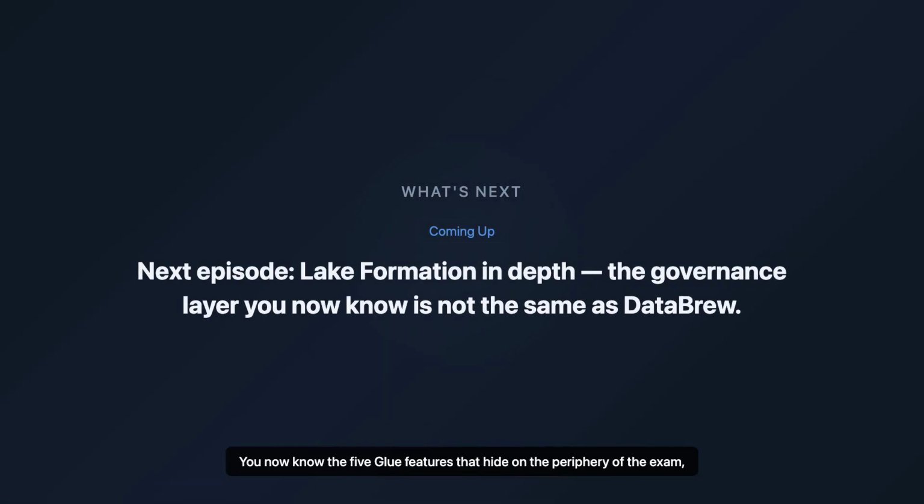Nicely done. You now know the 5 Glue features that hide on the periphery of the exam, and you know the VPC scenario cold. Next episode, we go deep on Lake-Formation itself, the governance half of the equation. Row-level security, column masking, cross-account sharing, and how it sits on top of the Glue data catalog you already understand. And because you've watched this episode, you'll never confuse it with DataBrew again.